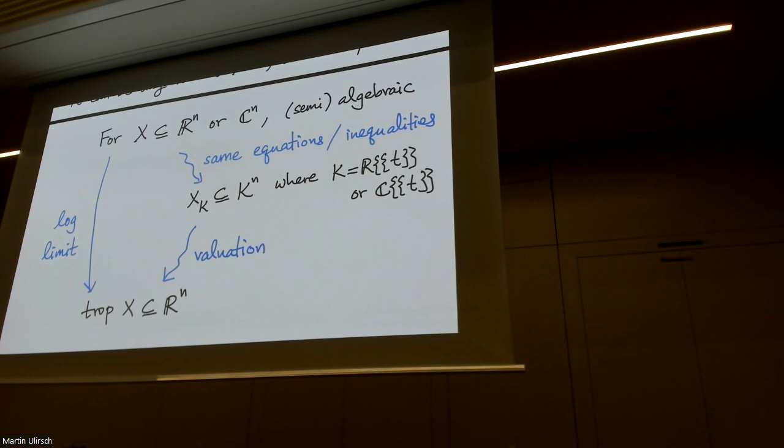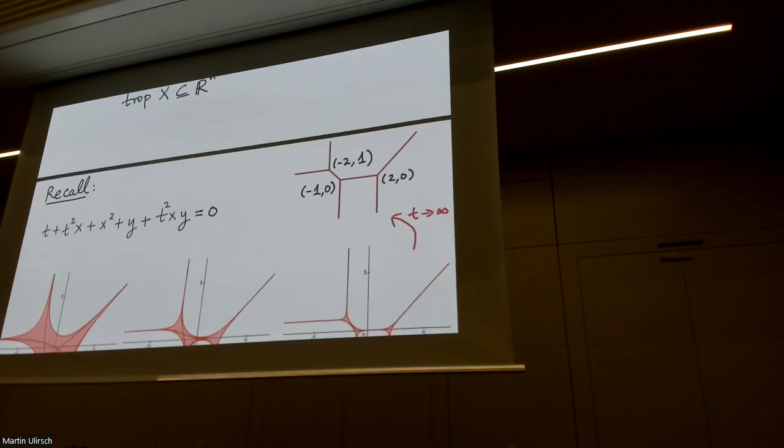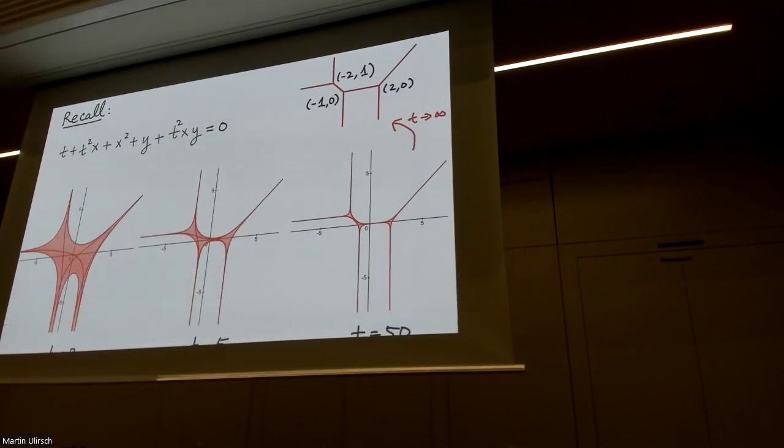You get the same object without having to take limits. Yeah? Let's apply this point of view to an earlier example. So recall we have seen this example before, right? We looked at the amoebas, and then we have this.